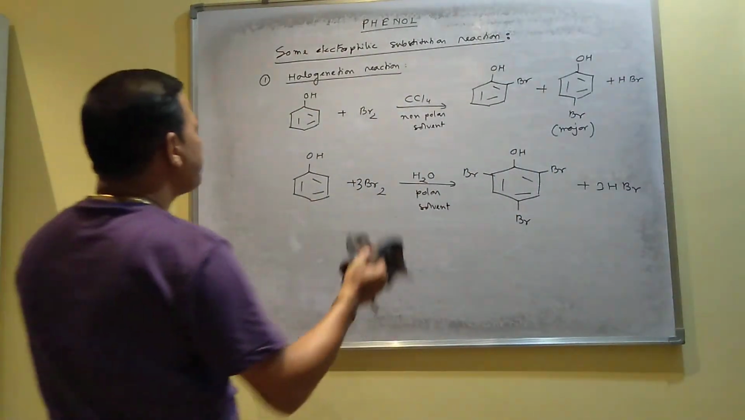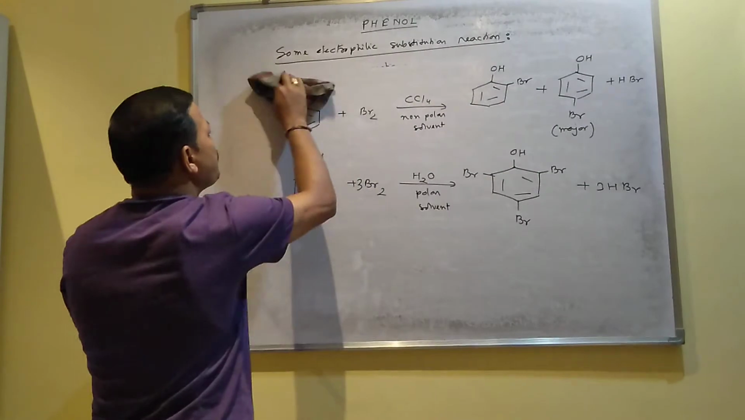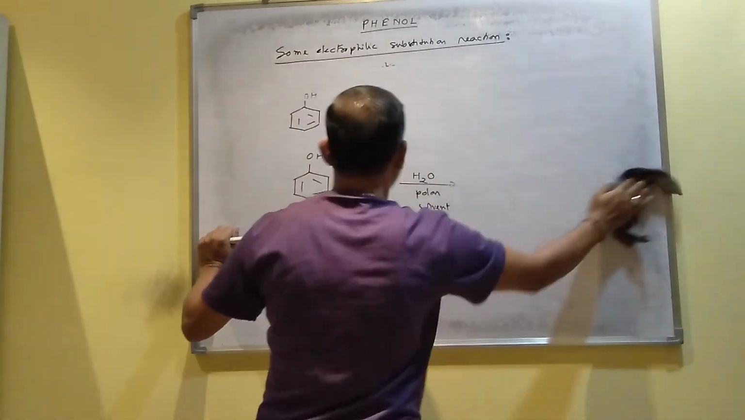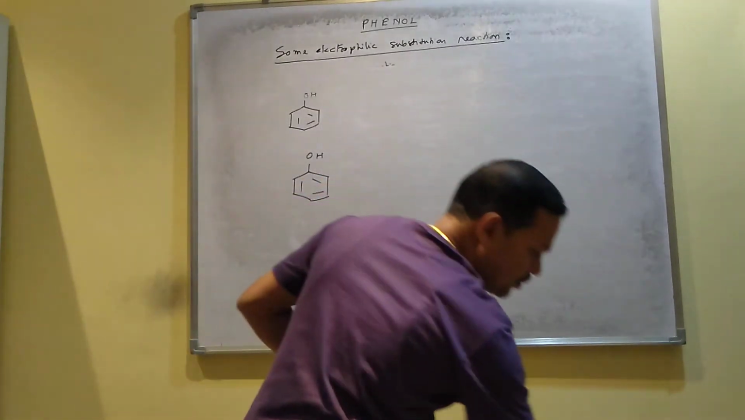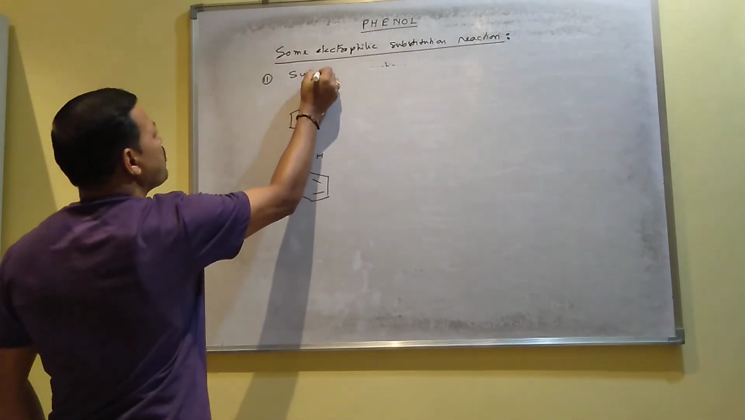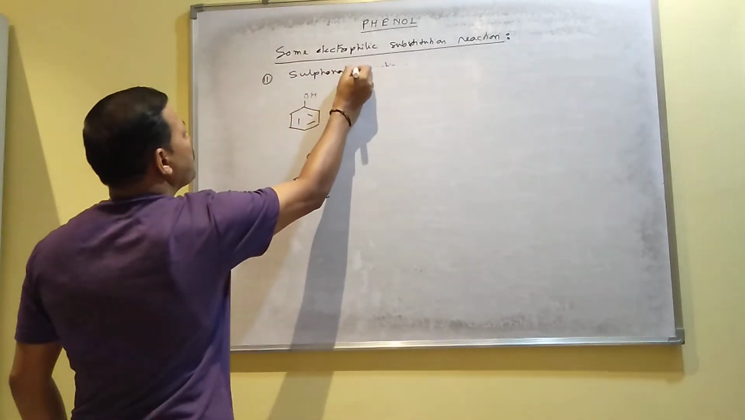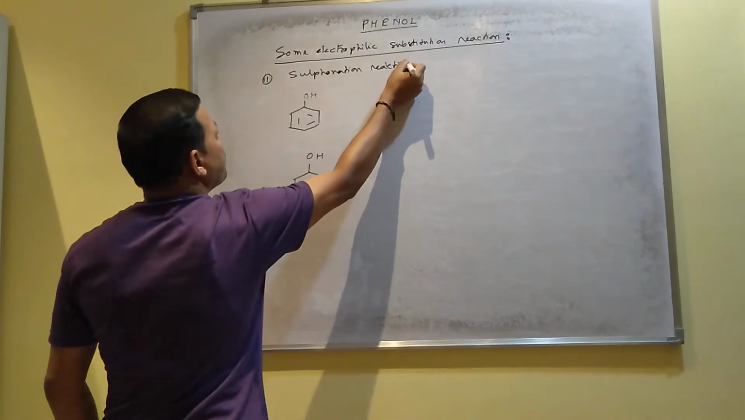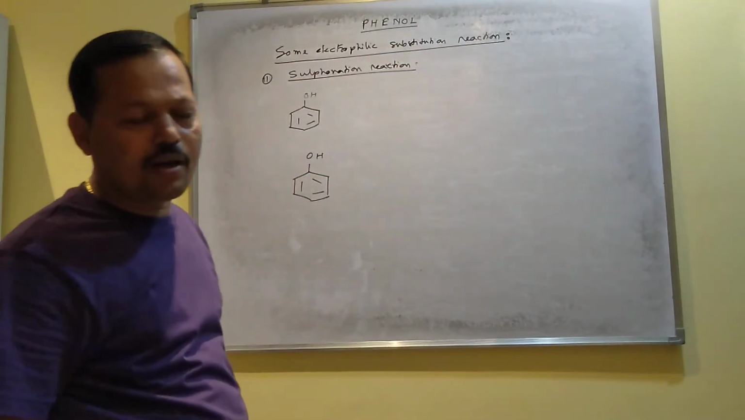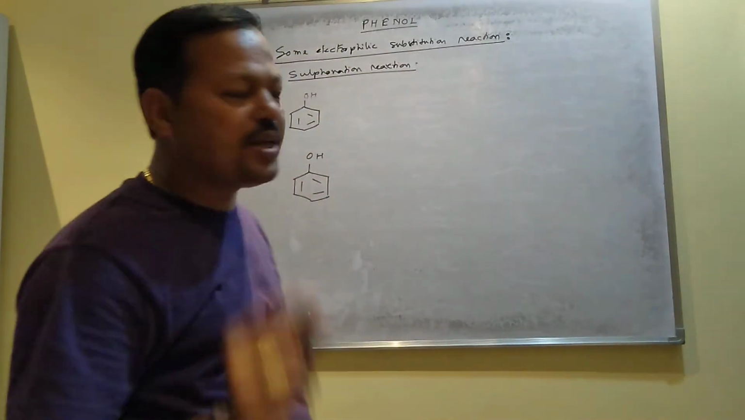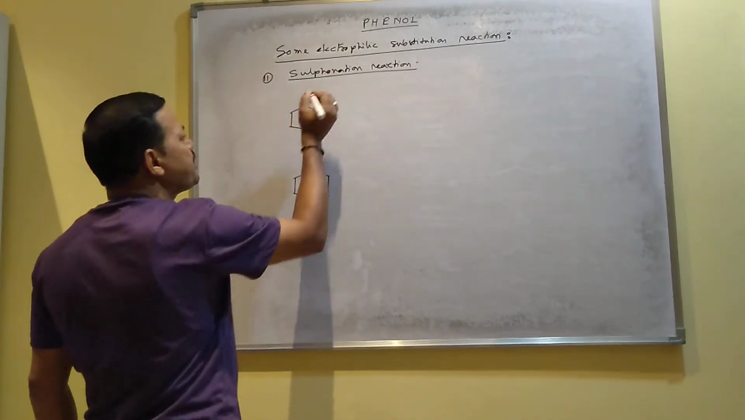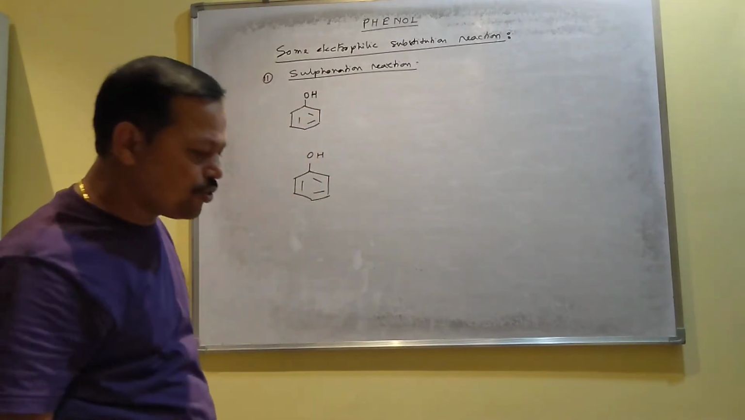Next, number 2, sulfonation reaction. Sulfonation means addition of sulfuric acid, I mean fuming sulfuric acid, which is also called oleum. Oleum is the mixture of sulfuric acid and SO3.